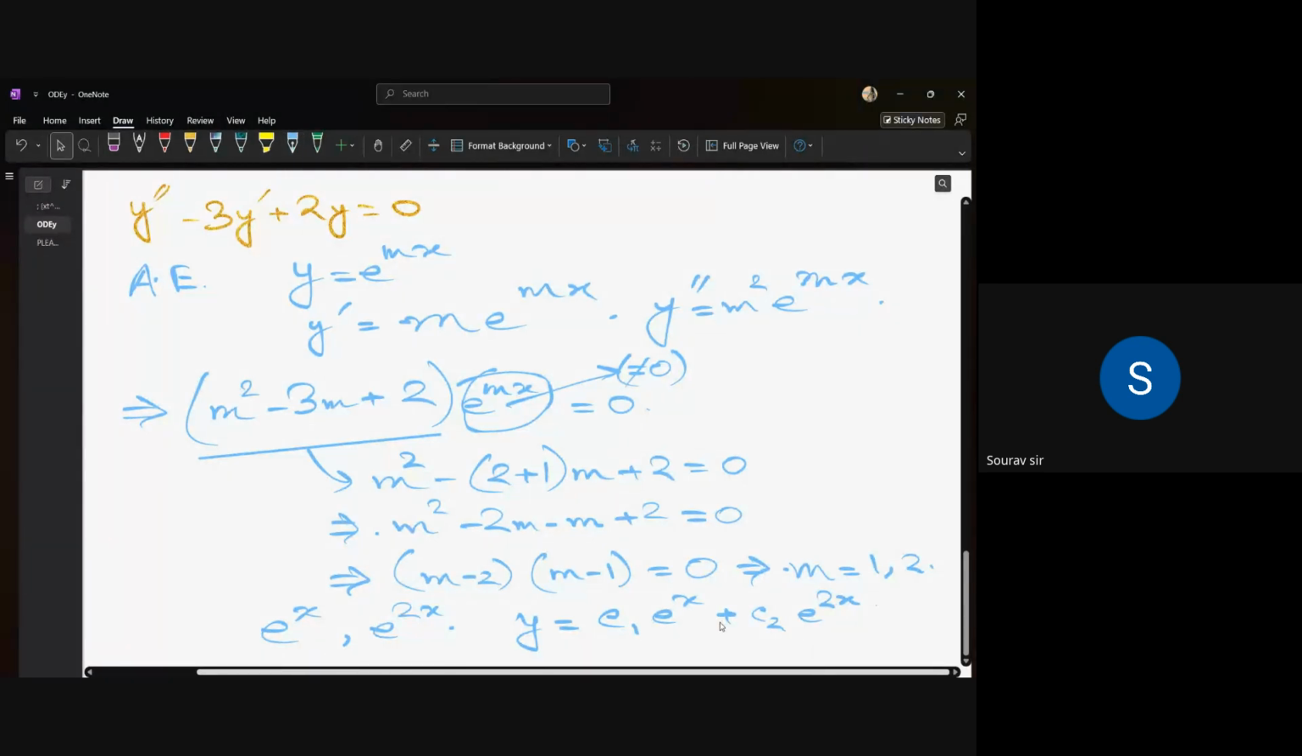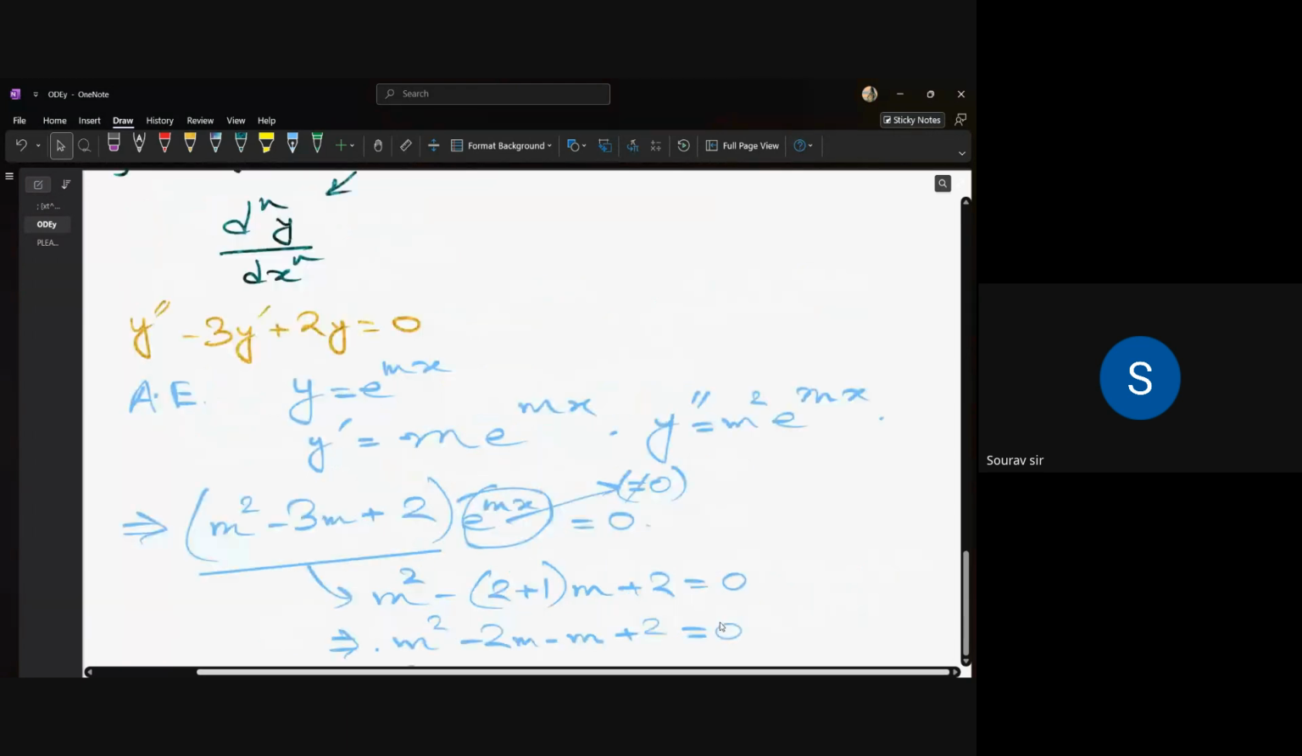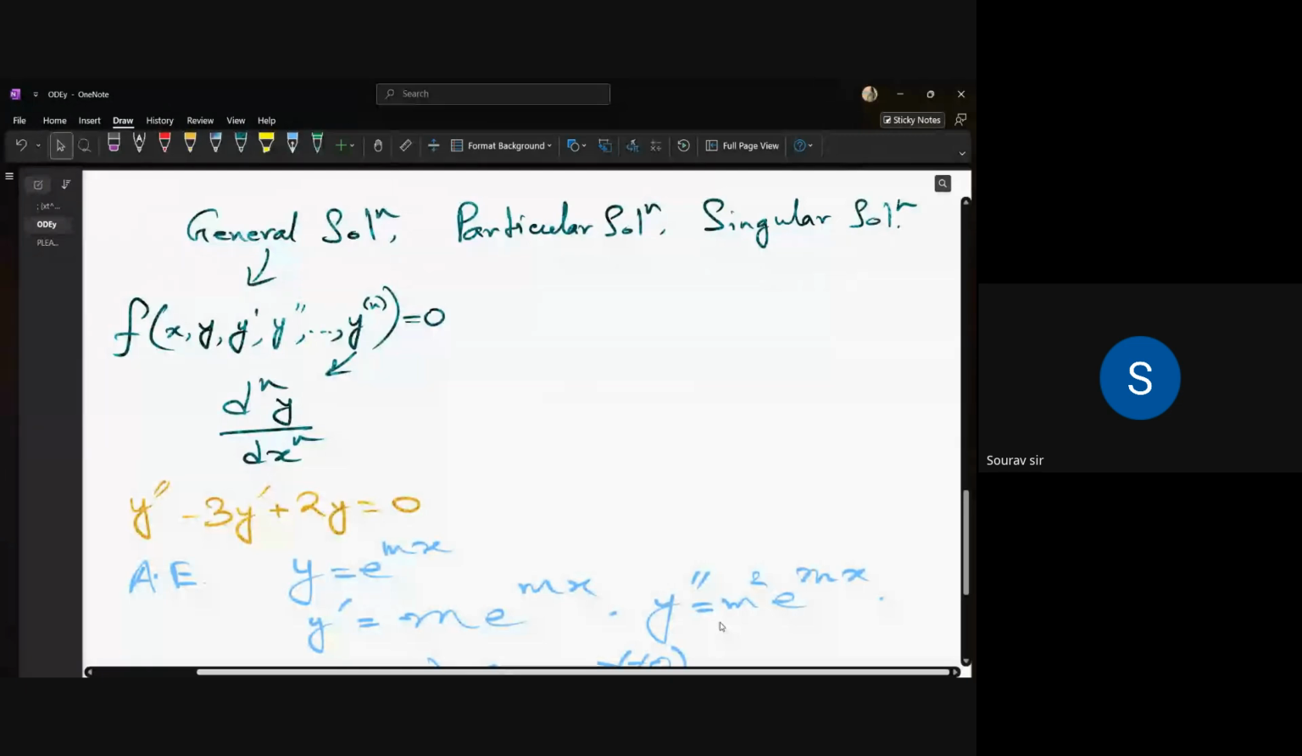So now what is our particular solution? As we mentioned before, a particular solution is a solution obtained from a general solution by giving a particular value to the arbitrary constant. Okay, so a solution obtained from a general solution by giving a particular value to the arbitrary constant is called a particular solution. So now let us think about the singular solution. A singular solution, which cannot be obtained from any general solution by any choice of constant, is called a singular solution.